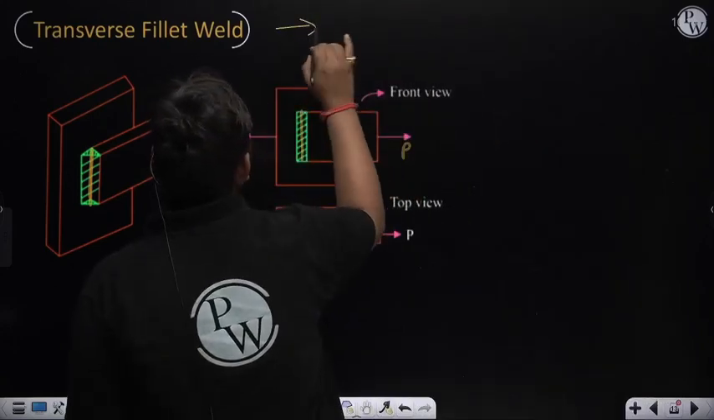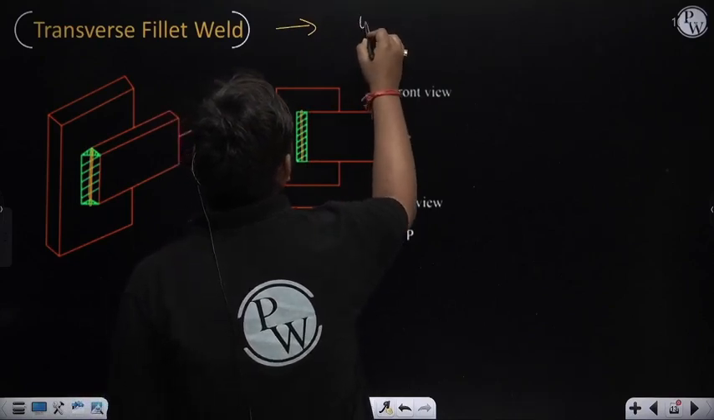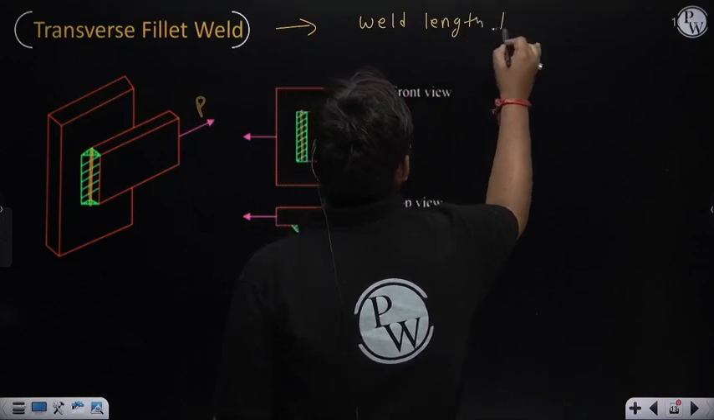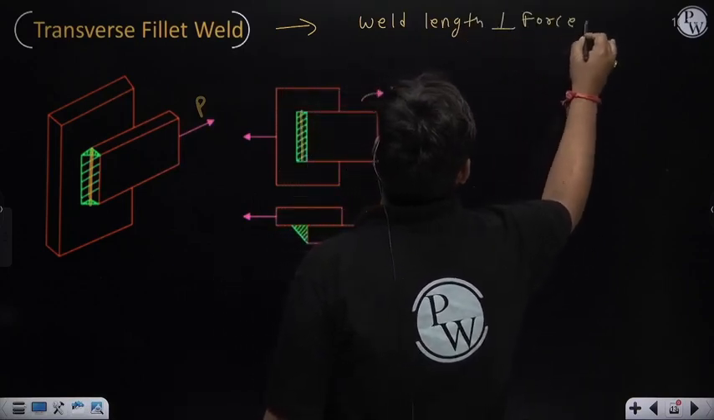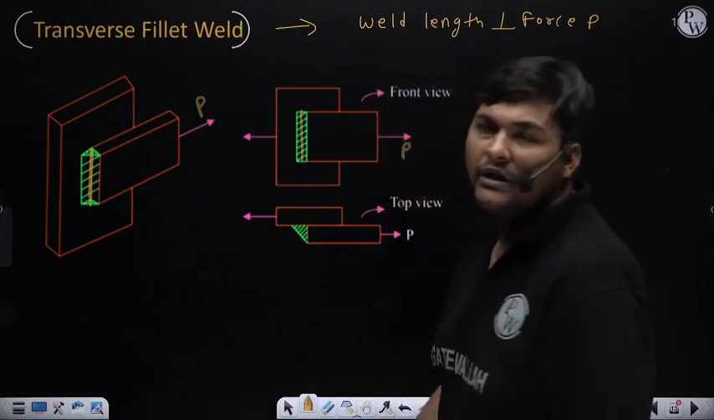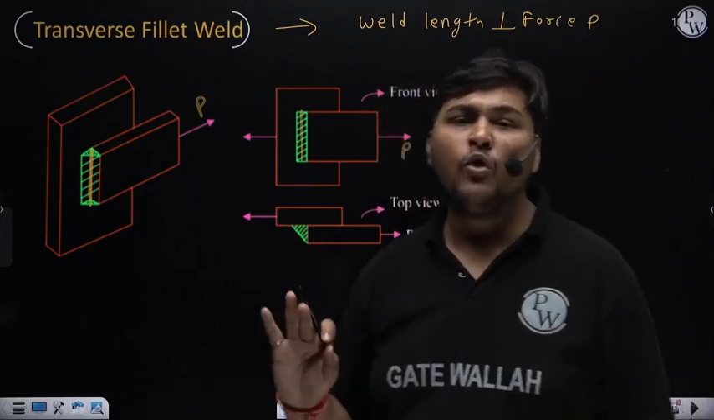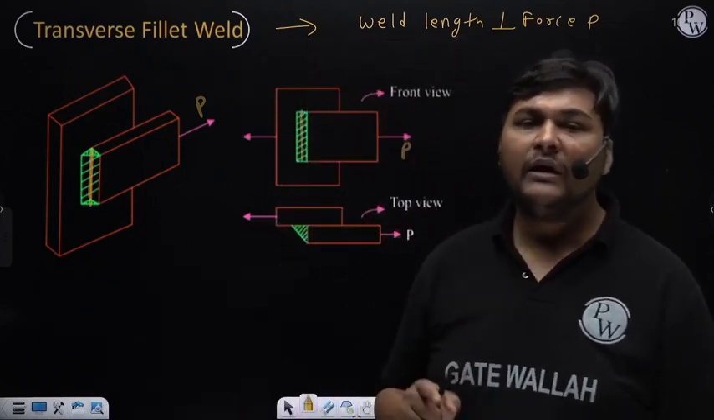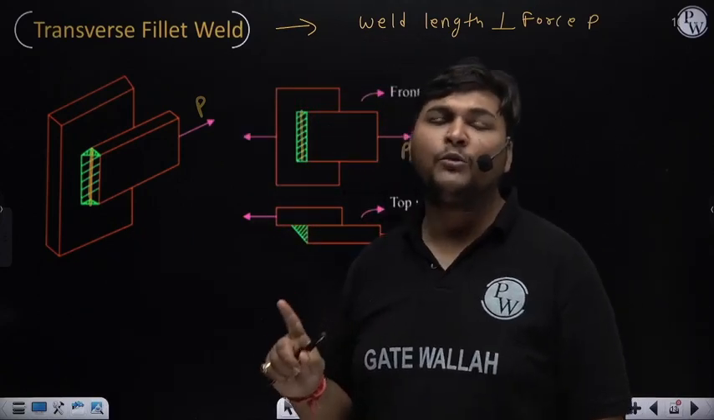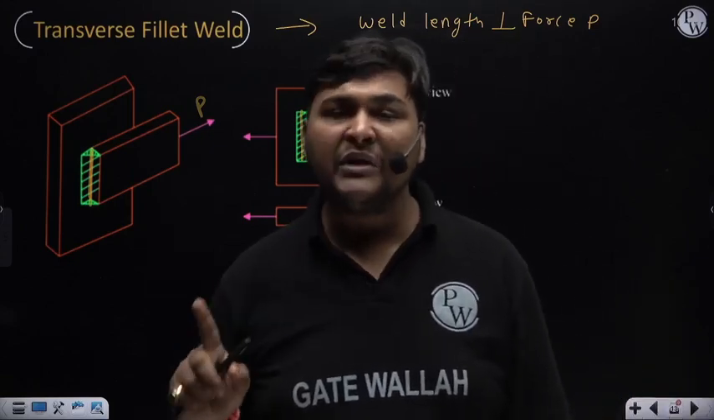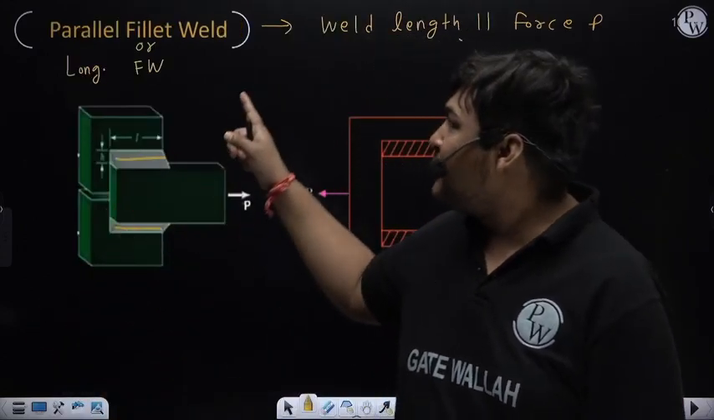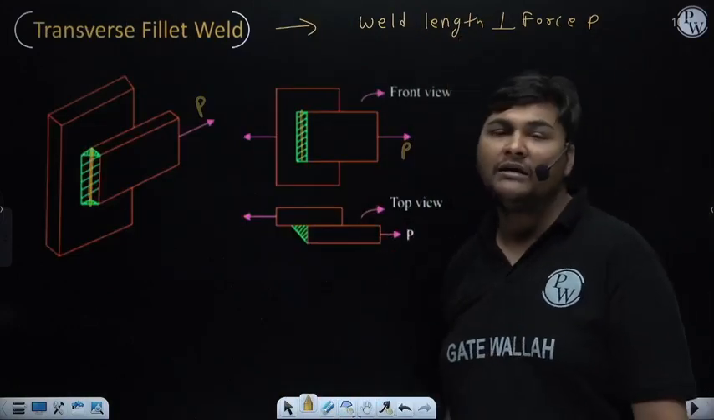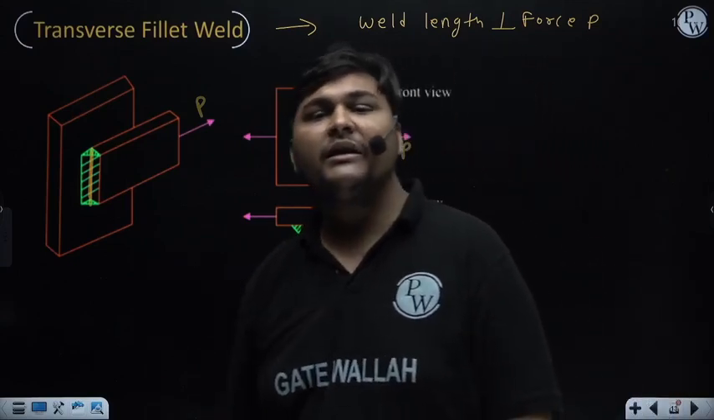So the simple definition of transverse fillet weld is: weld length is perpendicular to force P, or force P is perpendicular to weld length. So fillet weld is a welded joint between two plates which are not in the same plane. This is the definition of fillet weld. Now in fillet weld, if any axial force P is coming and that axial force P is parallel to weld length, then that fillet weld is known as parallel fillet weld. If that axial force P is perpendicular to weld length, then that fillet weld is known as transverse fillet weld.